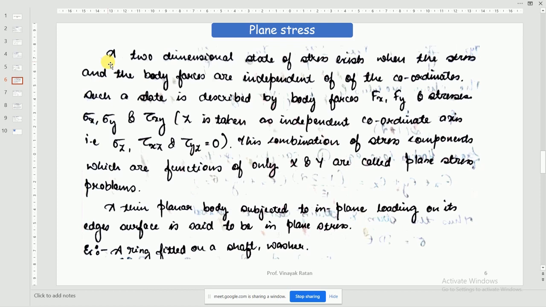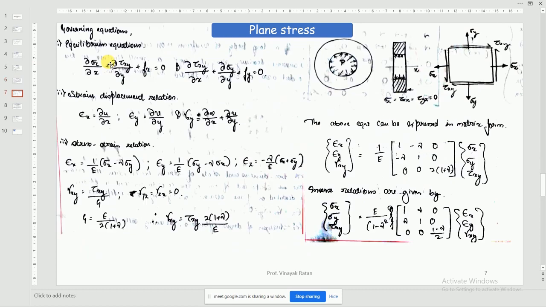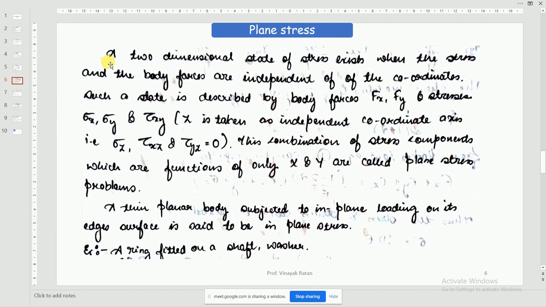A thin planar body. Can you tell me examples where you can find thin planar bodies? Wherever you find thin planar bodies, you can apply plane stress condition, right? Your blackboard is also a thin planar body, right? Can you apply plane stress condition there? I hope you are noting down whatever is on the screen here.